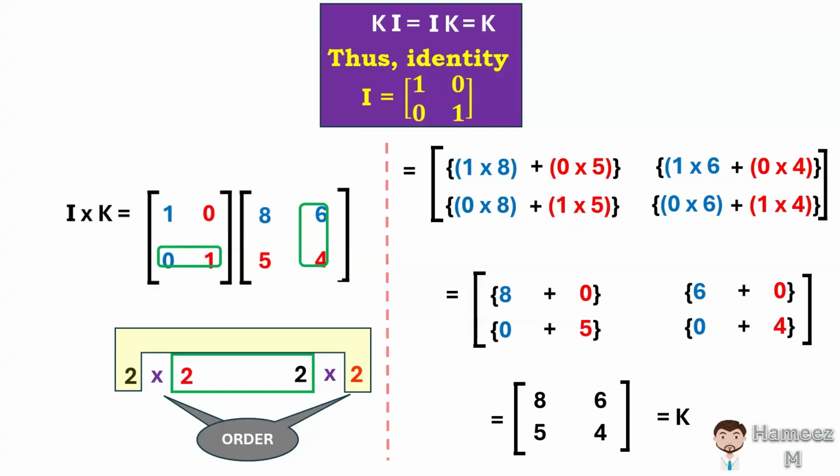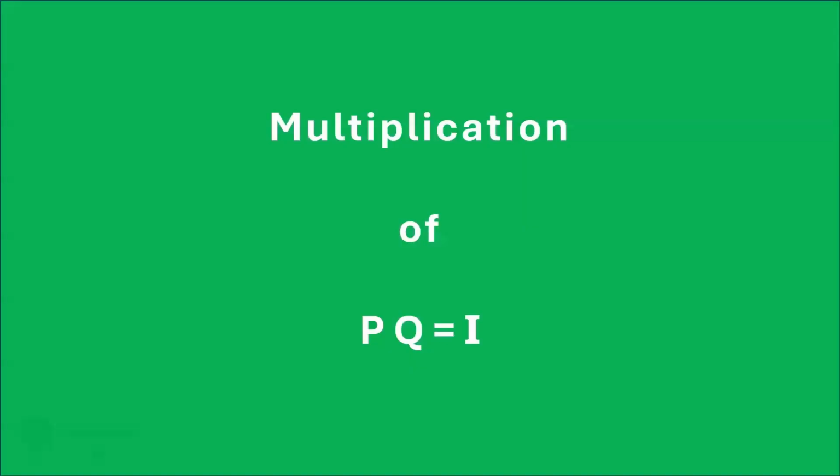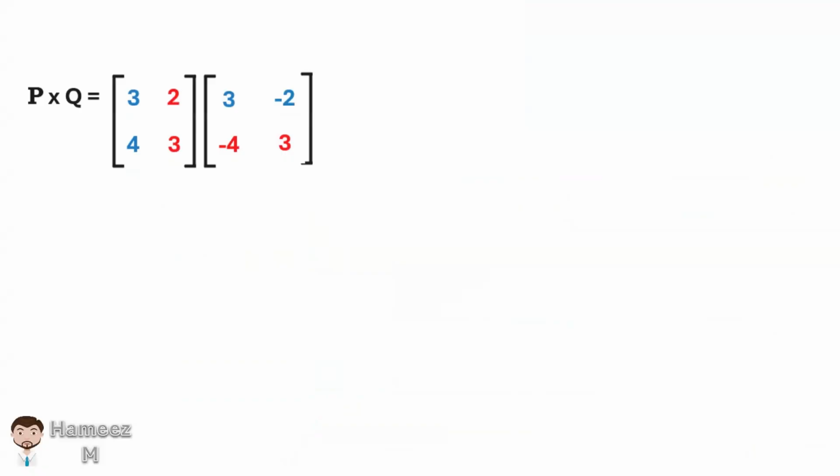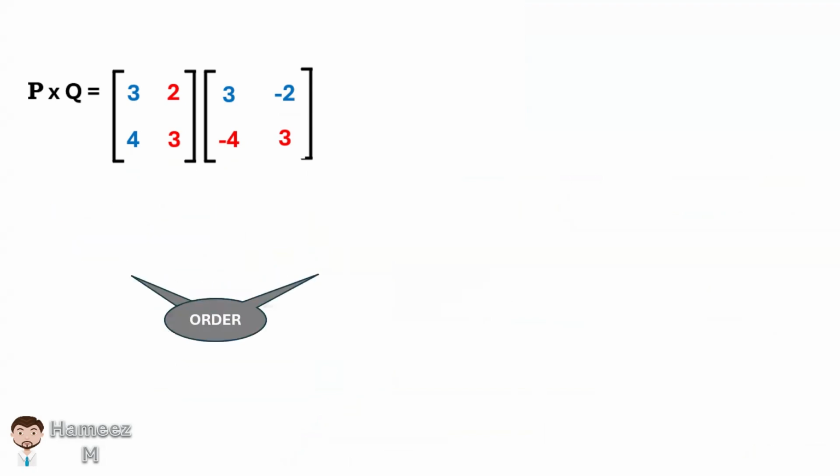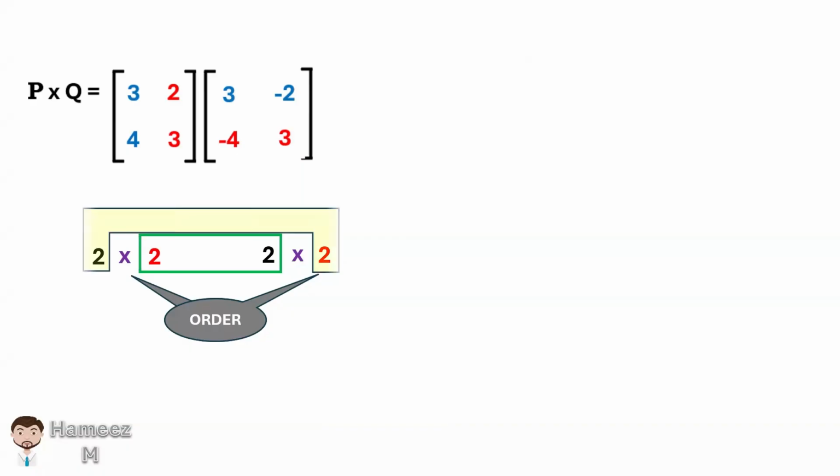Now what happens if when we multiply a term by another term, we get the identity? What does that mean? And this is the point to the simultaneous equations here. We have to set the base first. So if we had two terms, P, the first matrix, a 2 by 2: 3, 2, 4, 3, and Q: 3, -2, -4, 3. Well, we know the orders, and we know that the inside is 2 by 2, and the outside would mean we're going to get a 2 by 2 as a solution.